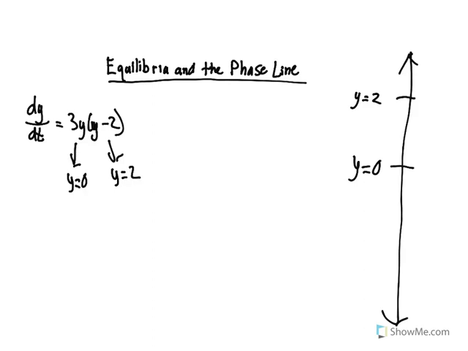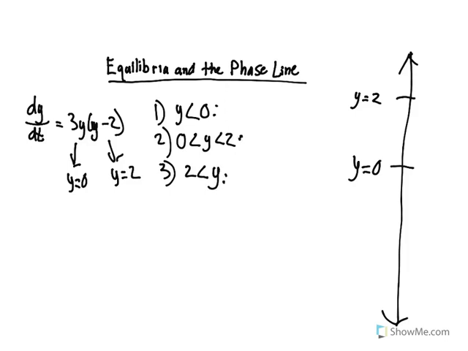At this point, all I need to do is take some arbitrary value in each of these regions: region 1, region 2, and region 3. Region 1 will be y less than 0. Region 2 will be y between 0 and 2. And region 3 will be y greater than 2, or 2 less than y.